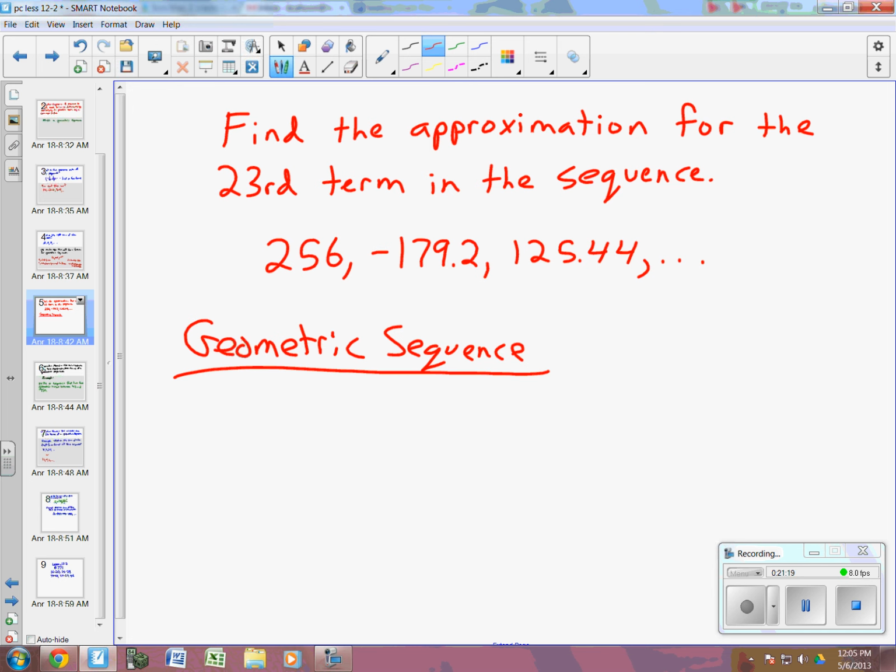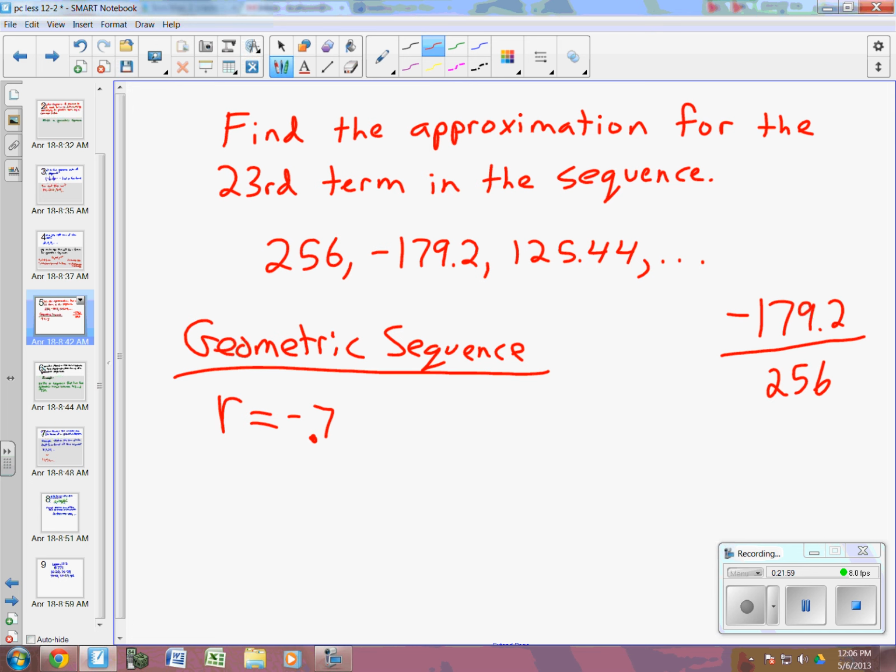This is 12-2 notes. I divide a term by its previous term, right? So what's negative 179.2 divided by 256? Negative 0.7. That is what is known as my common ratio. Did you guys say negative 0.7? So my ratio is negative 0.7.